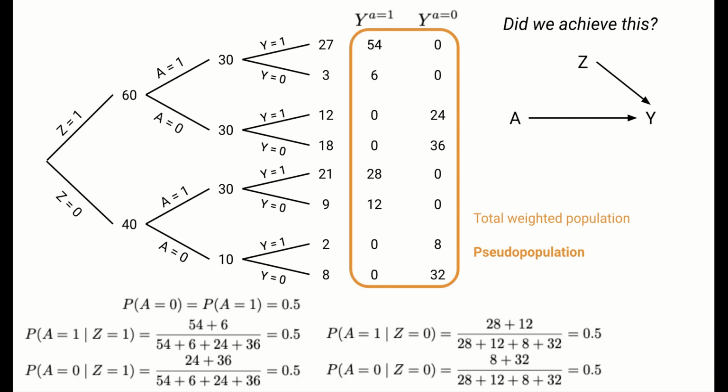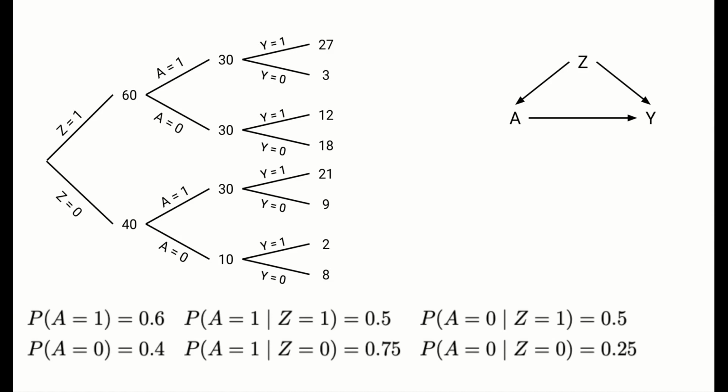The marginal probability of both A equals 0 and A equals 1 in the pseudopopulation is 50%, and all conditional probabilities of A given Z are also 50%. Verify for yourselves the conditional probabilities that are shown here, all of which are in the pseudopopulation. So there really is no arrow from Z to A in the pseudopopulation. This is in contrast to the original data where the marginal and conditional probabilities differ.